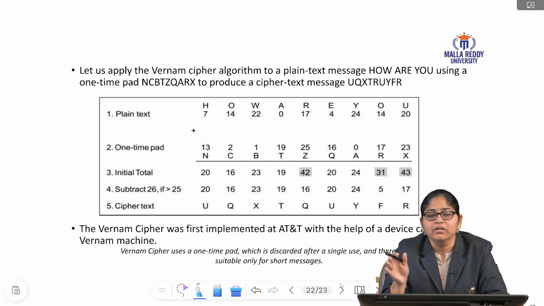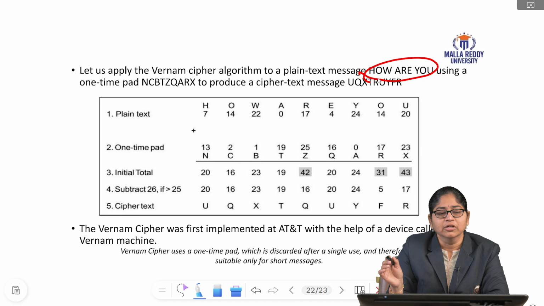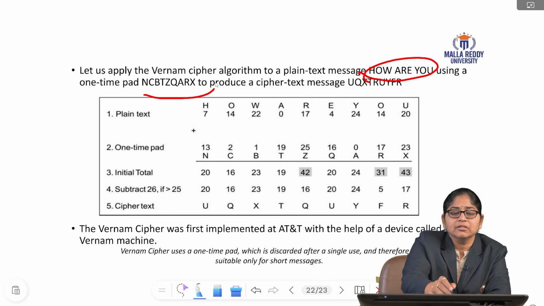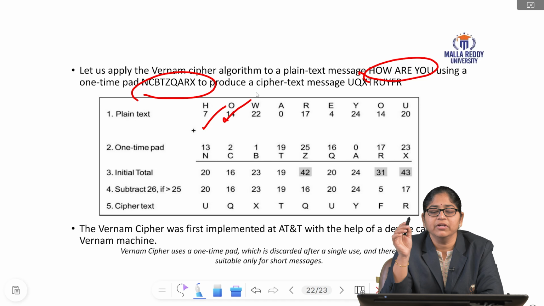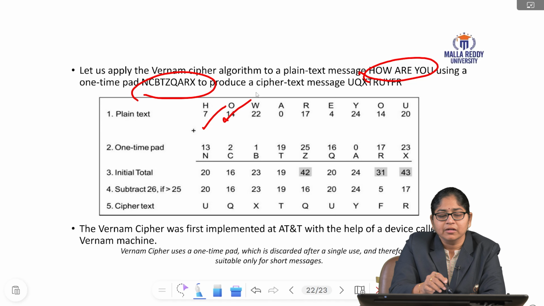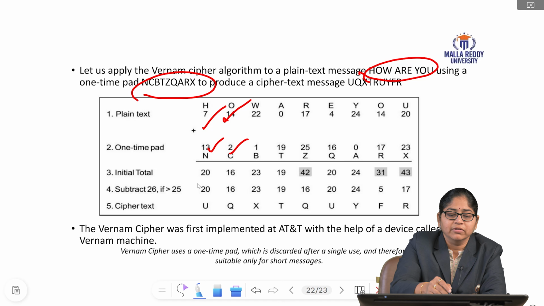Now we will see the Vernam cipher with the help of an example. The plain text taken here is HOW ARE YOU, and the one-time pad is this one. So we need to designate like this. For H it is 7 and for O it is 14. Like that we need to give the numbers for the plain text, and also for the one-time pad we need to give the numbers here. The one-time pad is NCBT. For N it is 13 and for C it is 2. So just add the numbers. 7 plus 13 which is 20.